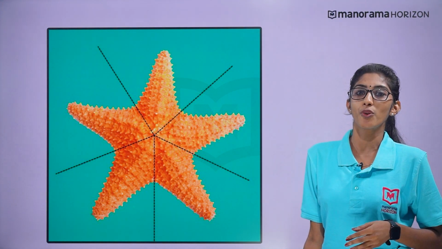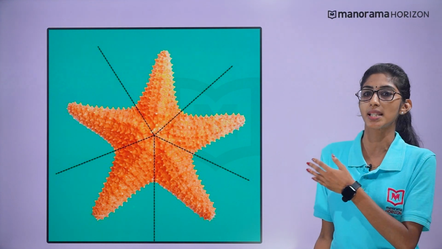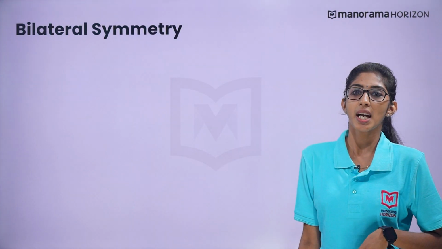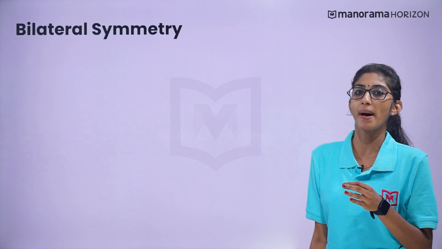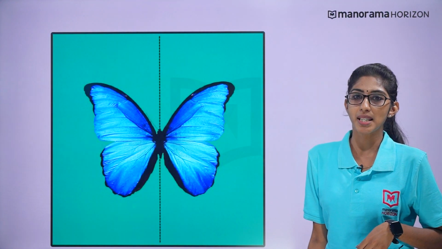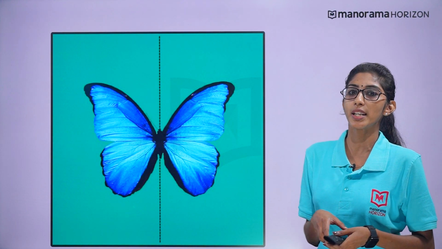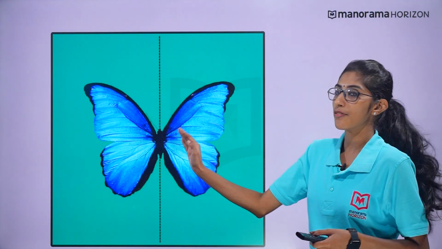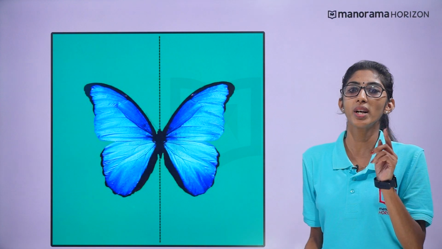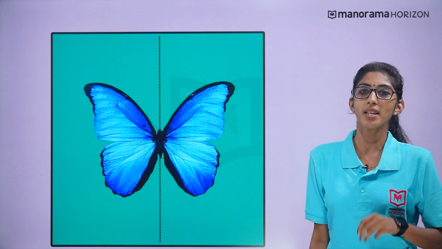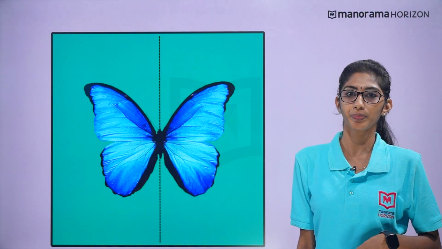Coelenterates, ctenophores and echinoderms show this type of symmetry. The next type of symmetry is bilateral. In animals like annelids and arthropods, the body can be divided into identical left and right halves in only one plane. This is called bilateral symmetry.